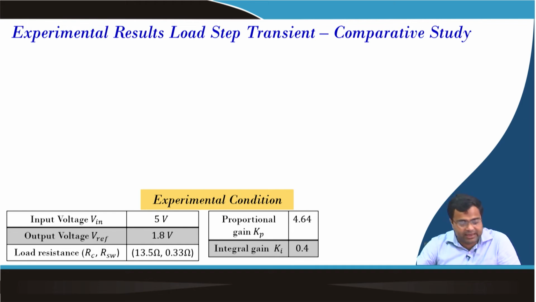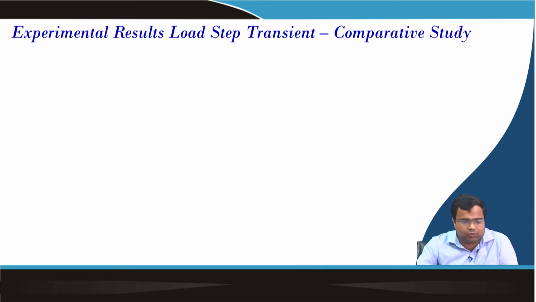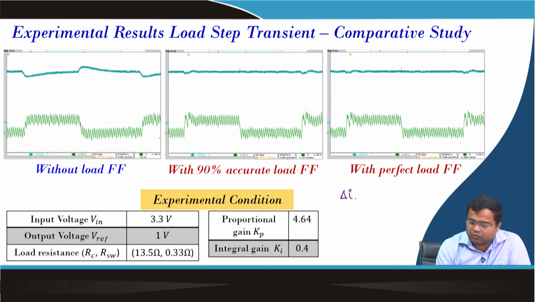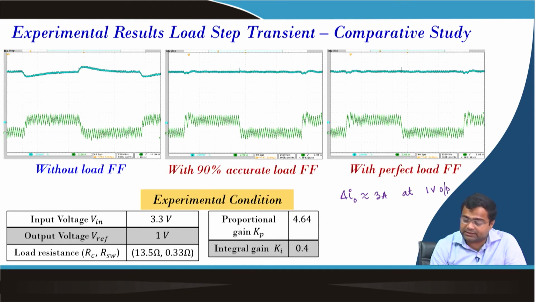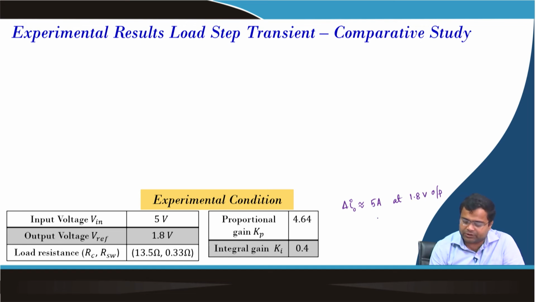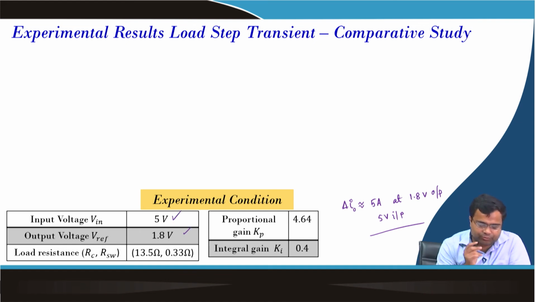Now, we want to show the same thing if we increase the load step size. What was the load step size here? Our load step size here was nearly 3 ampere at 1 volt output. Now, we want to change the load step size to nearly 5 ampere at 1.8 volt output. Another thing, this was a 3.3 volt input and here the input is 5 volt. So this is 5 volt input, 1.8 volt output.